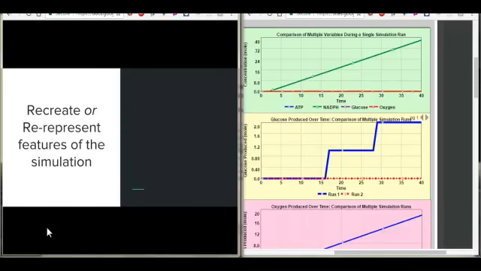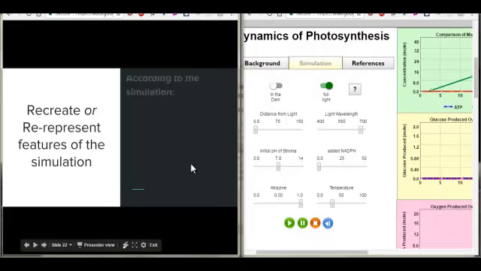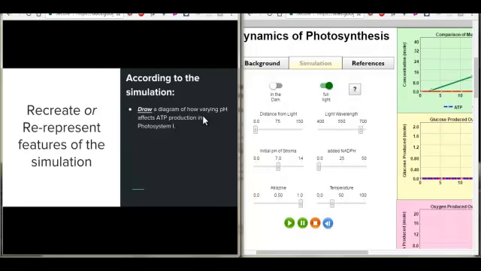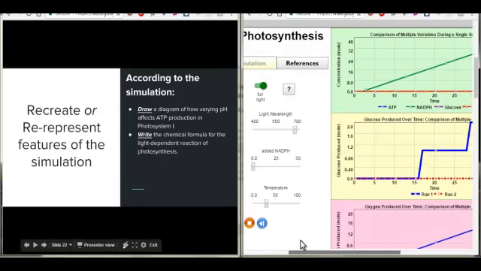Lastly, my fourth way that I frequently use simulations is to recreate features of the simulation. So what I'll have them do, for example with the atrazine, is draw how the light reaction normally works, and then draw how it works when you add a bunch of atrazine. They could draw, for example, how varying the amount of pH affects ATP production. They could also write the chemical formula for the light-dependent reaction based off of the simulation.